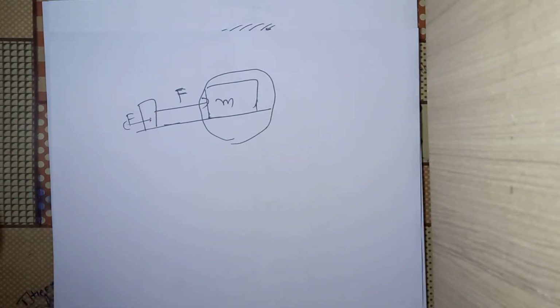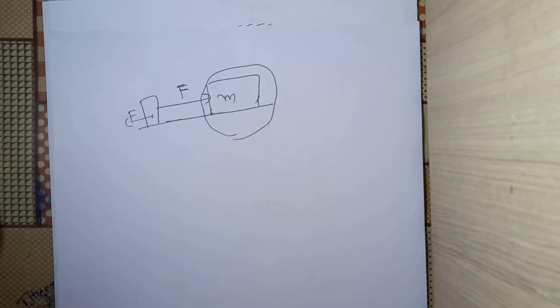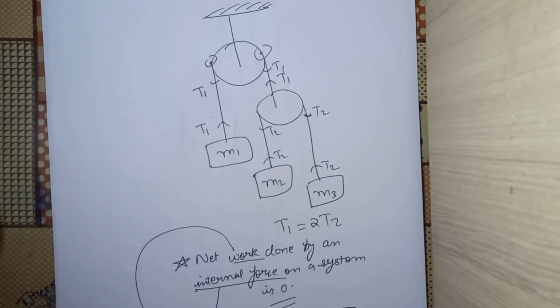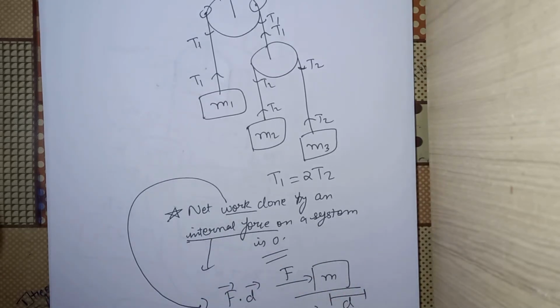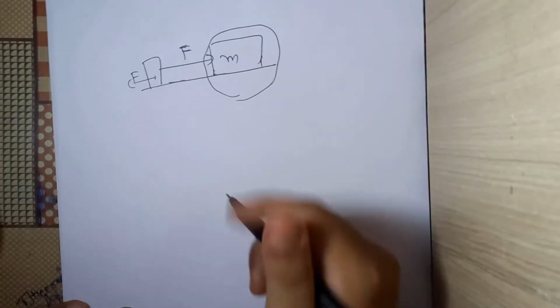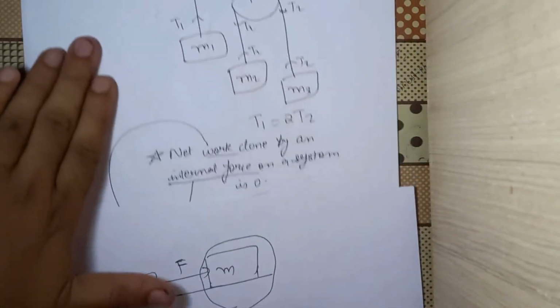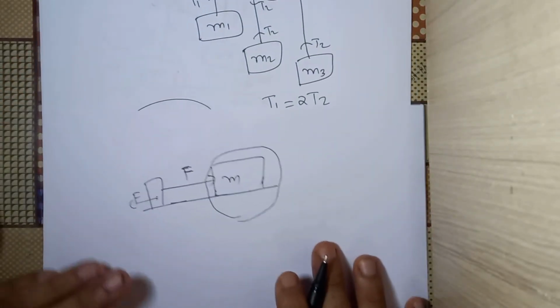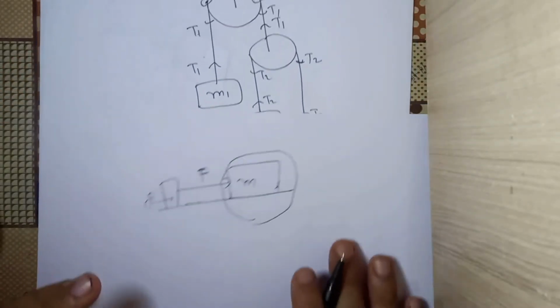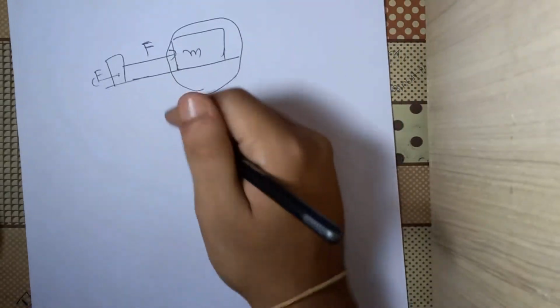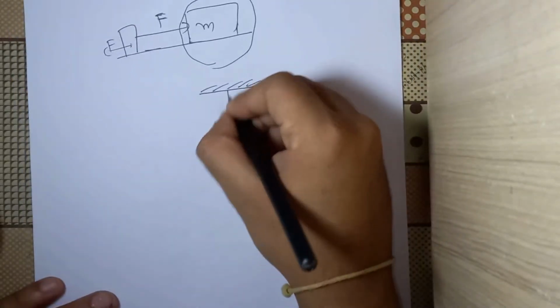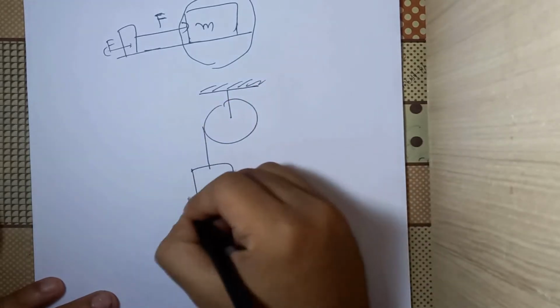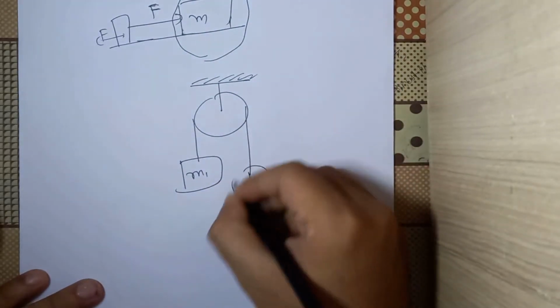So you can say that tension is an internal force, and that's why we will use the statement that we have just stated, that net work done by the internal force on a system is zero. Now, in the similar case that we have taken, we will try to apply the principle that the net work done by the internal forces is zero. So let me redraw the system again. Let's say this was m1, this was some m2, this was some m3.